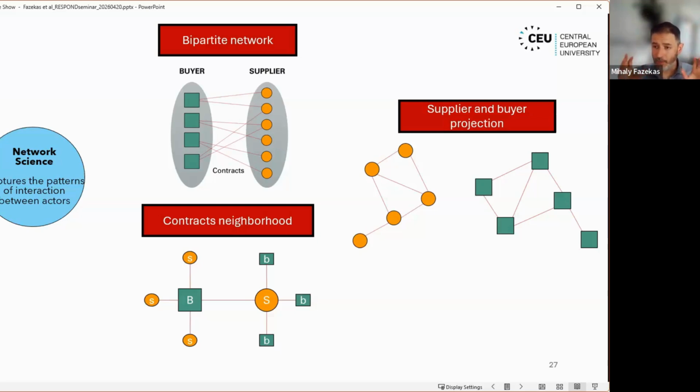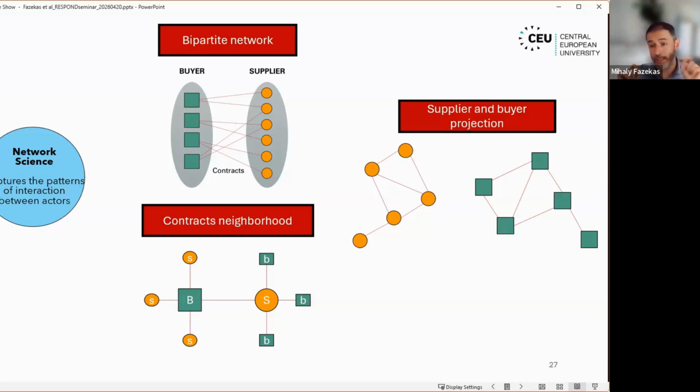It means it's a network where the two types of nodes, the rectangulars and the dots, the buyers and the suppliers, are connected to each other, cross. Yeah, a buyer can contract a supplier, but suppliers don't contract each other, okay? Buyers don't contract each other. So we have two types of actors. They can contract with each other, they can be connected with each other, but not within their class, okay? That's why it's bipartite. So this is what we call a contracting network.